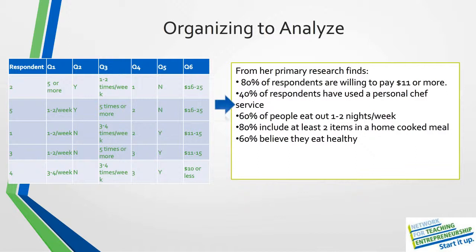Now at this point, Ava can do different things with the information. This is the point at which she takes this analysis and makes decisions for her business, or she can even go back and drill down further on her survey and ask more specific questions.